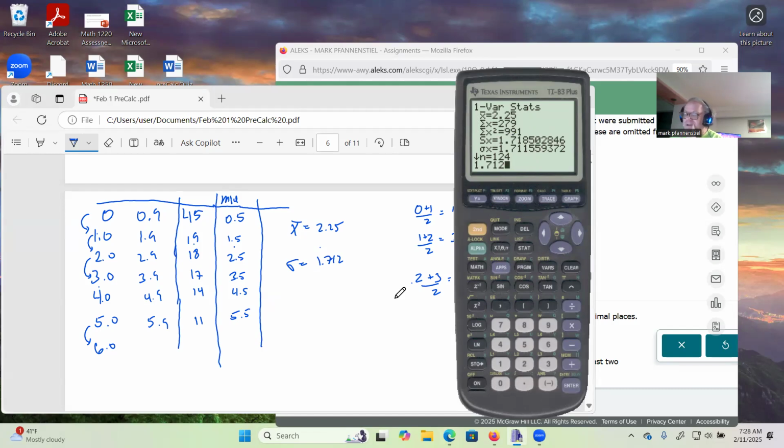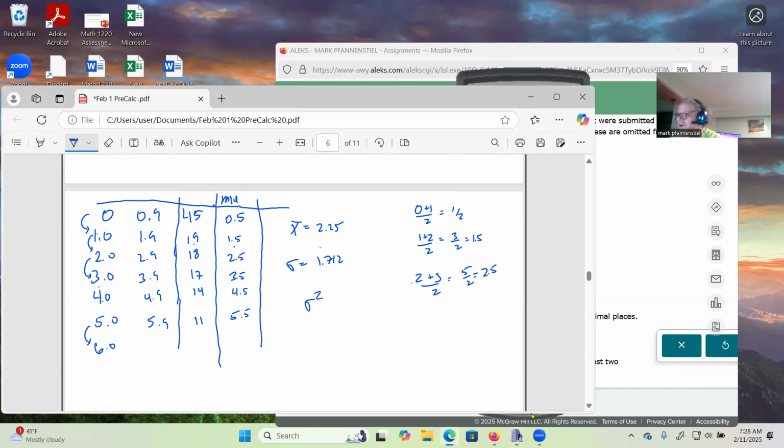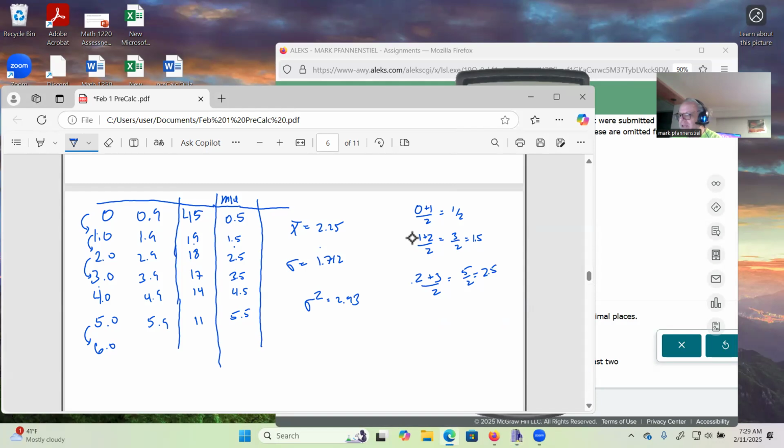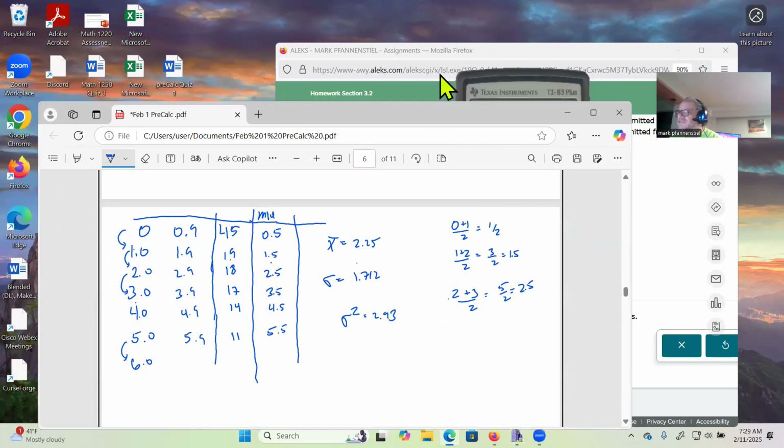And they didn't want sigma. They wanted the variance, sigma squared. All we're going to do is square this number. There it is. Square it, equals, and then we get 2.93, and so on. How many decimal places do they want? I don't remember. I think it was two decimal places, so we're just going to go with this as our value here.